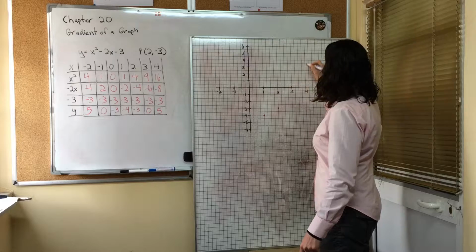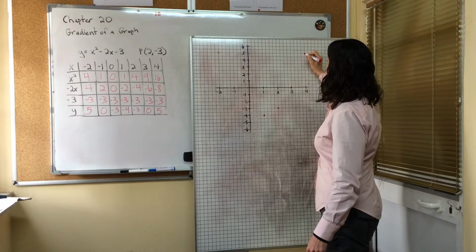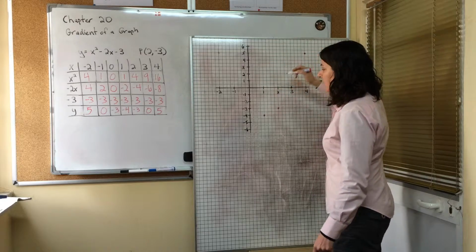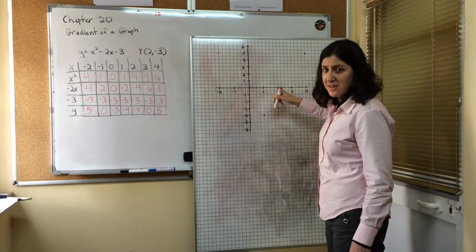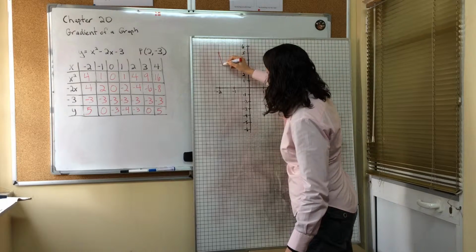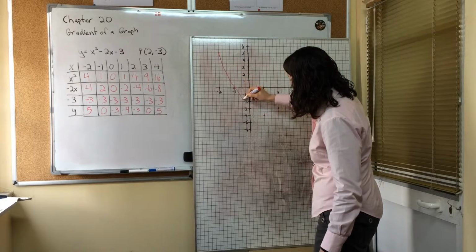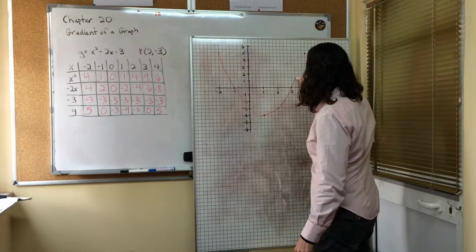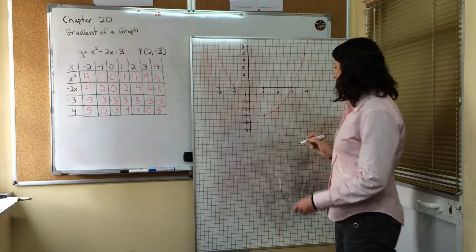Okay, so once you've plotted all of your points, it's going to be especially important for you to draw a smooth curve around this, because if your curve is not drawn correctly, it will be very difficult to find the gradient. So do the best you can to go through all the points as smoothly as possible.